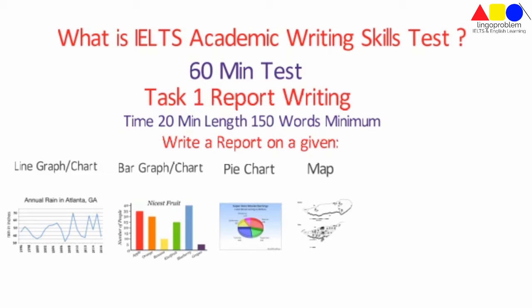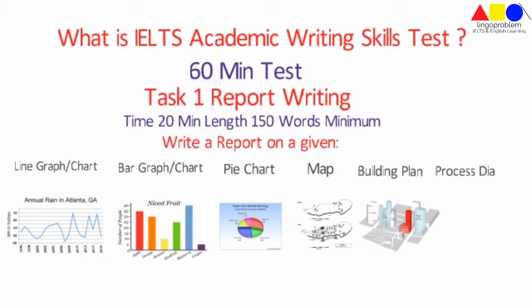Sometimes they give you a map, maybe two maps, so it's kind of a before and after thing. And sometimes they give you a plan, could be a building plan. They show you some buildings and some future construction, which is a plan, and you have to describe that. And there's another type of diagram which is called a process diagram. Sometimes you have this one, just like this one here, so you have to write on that.